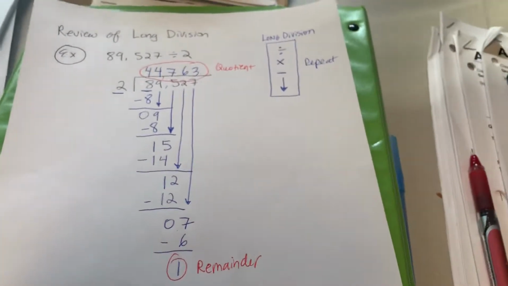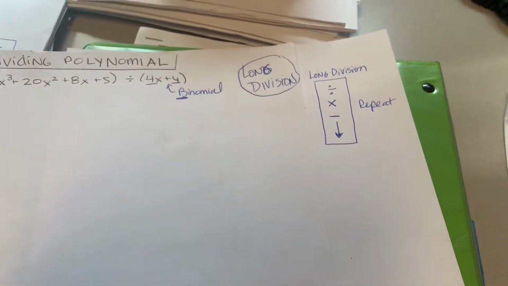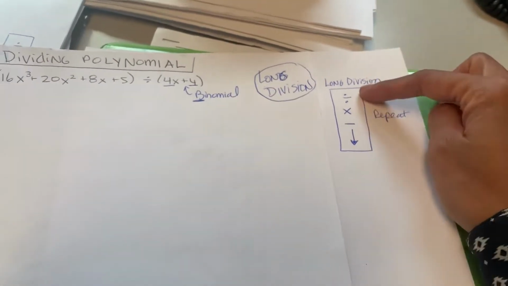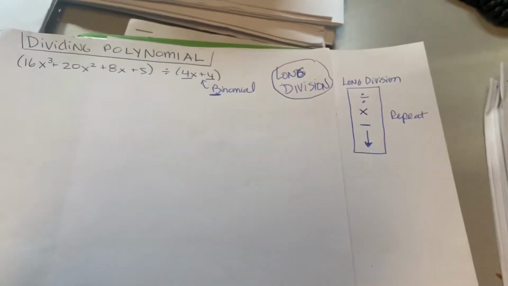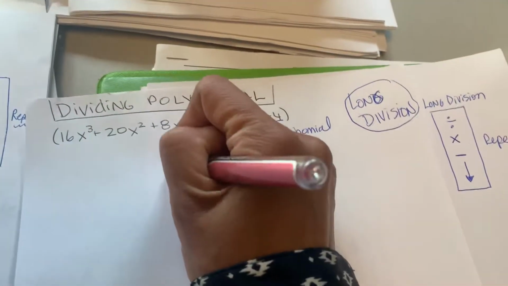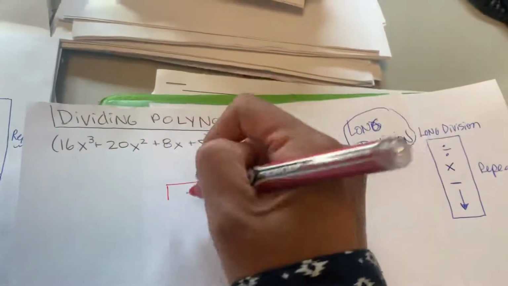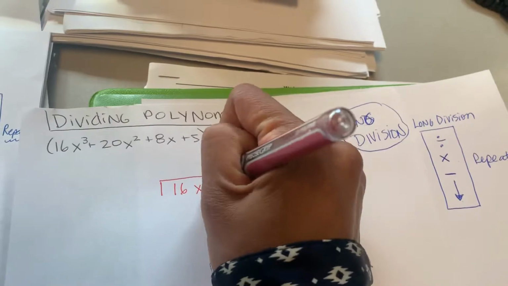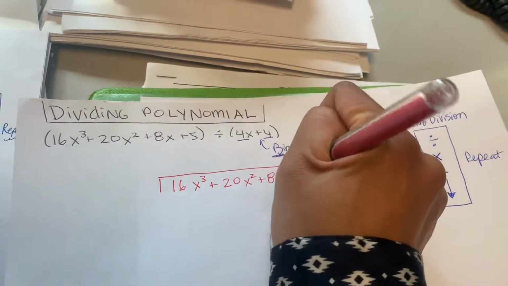Now let's go back to our original problem that we were looking at in algebra. We are going to apply the same steps: division, multiplication, subtraction, and drop it like it's hot, then repeat. So first of all, I'm going to draw that house thingamajigger, that division sign. What goes inside here is the first polynomial, 16x cubed plus 20x squared plus 8x plus 5.